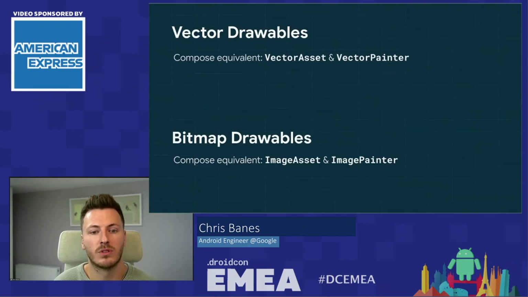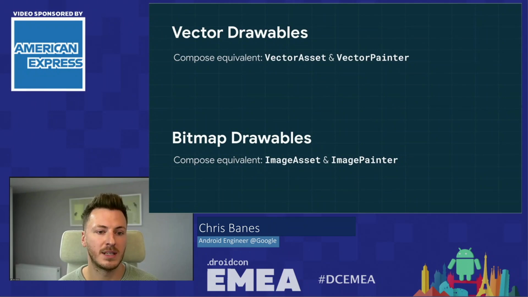Next up is drawables. Compose has built-in support for multiple graphic types, such as vector and bitmaps. The main difference between Compose and the view system is that the responsibilities of drawable have been broken up. A drawable is responsible for both storing the graphic data and knowing how to draw it. In Compose, they've been split up. So we now have an asset class and a painter.